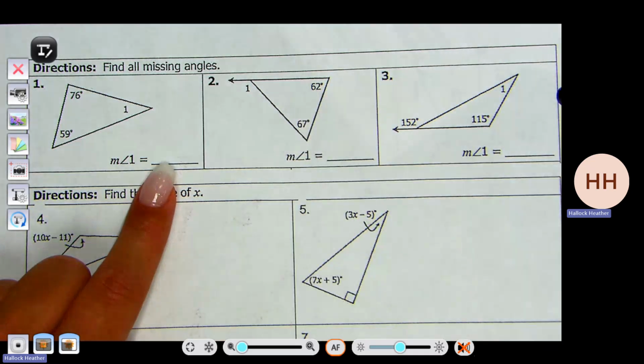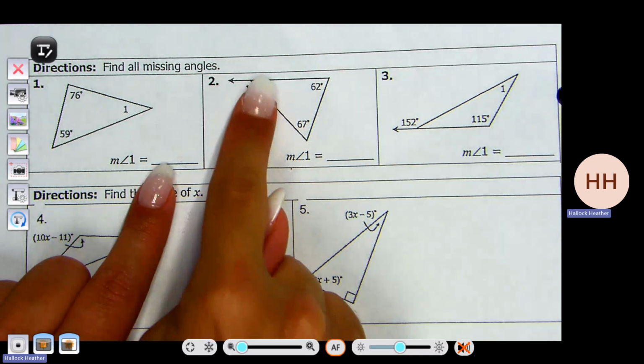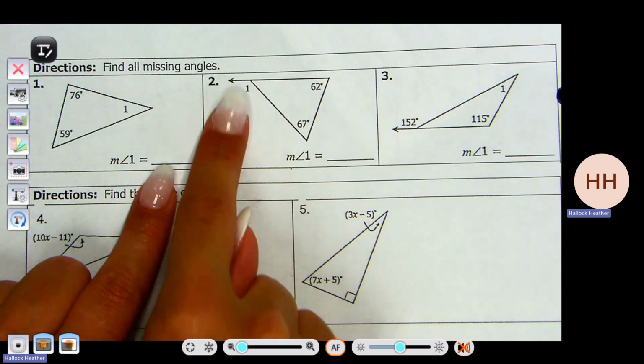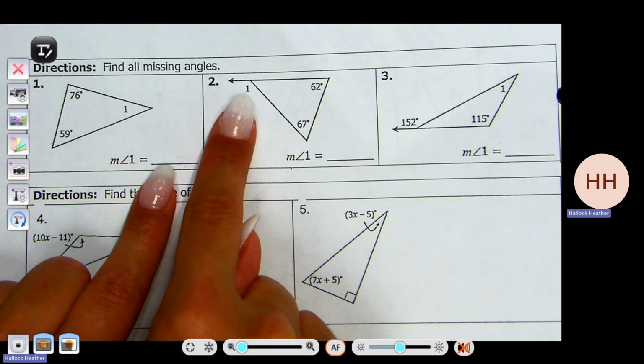So you can do it one of 2 ways. You can either remember the rule, the 2 interior add to make the exterior, or you can add to make 180 and then subtract from 180. 129.